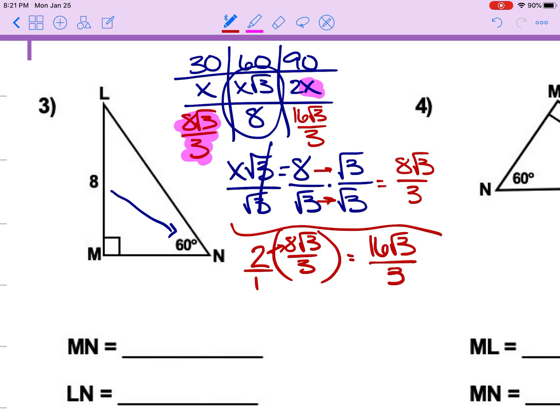So MN is across from the 30, so that would be 8 square root of 3 over 3. LN is across from the 90, our hypotenuse, so it would be 16 square root of 3 over 3.